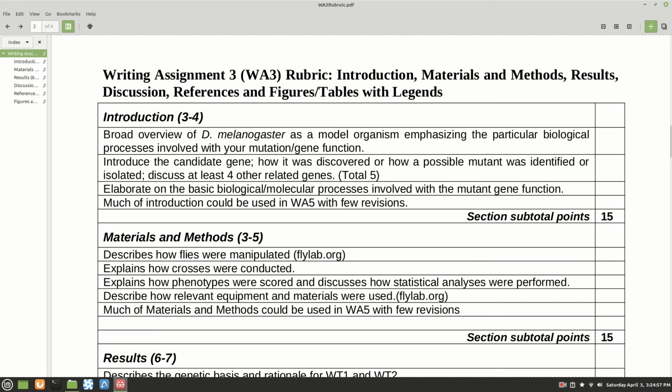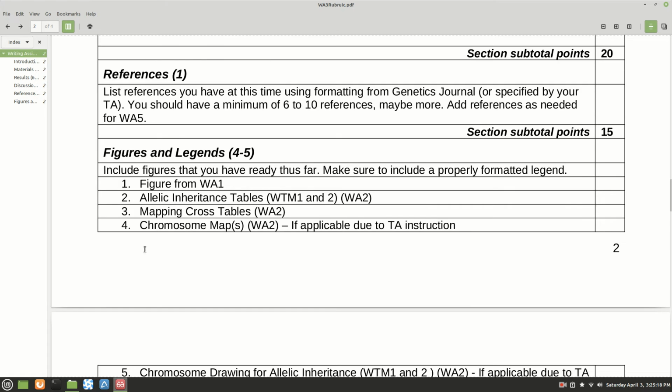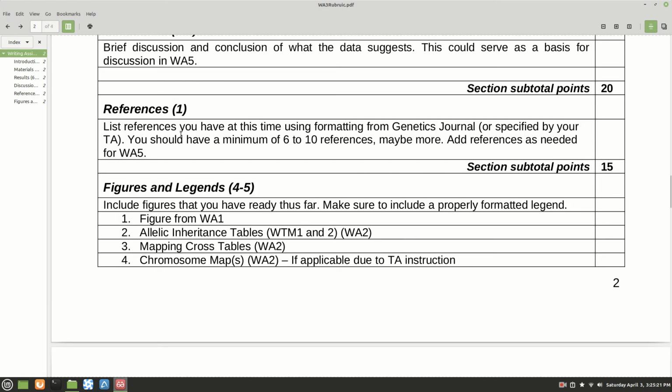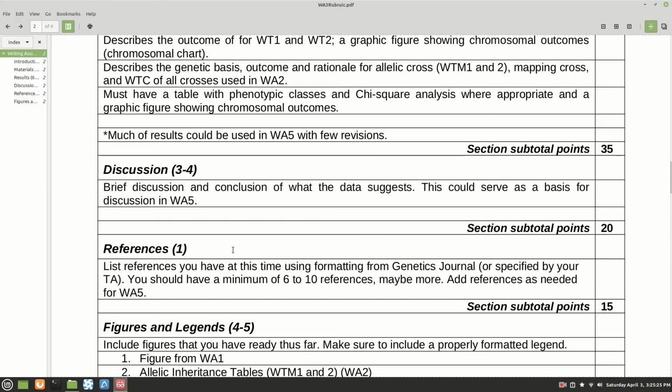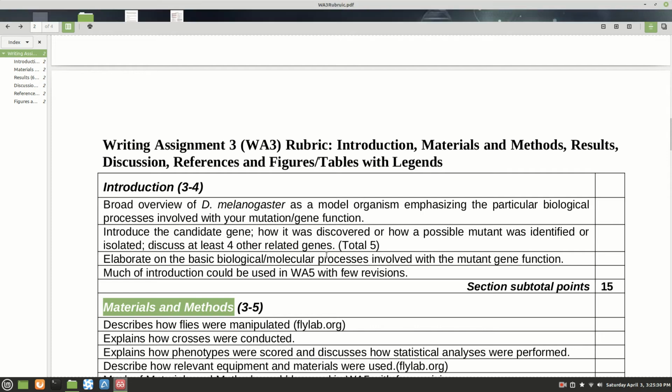All right, here is your rubric for WA3. Here's how you need to look at that. Realize that in WA3 you're going to have headings, so you'll have an introduction, and you'll need to put a heading at the top of a page. You'll need materials and methods, results. You'll need questions, legends, and they need to be in the figures and legends. Now up here, introduction, you've already done in WA1.